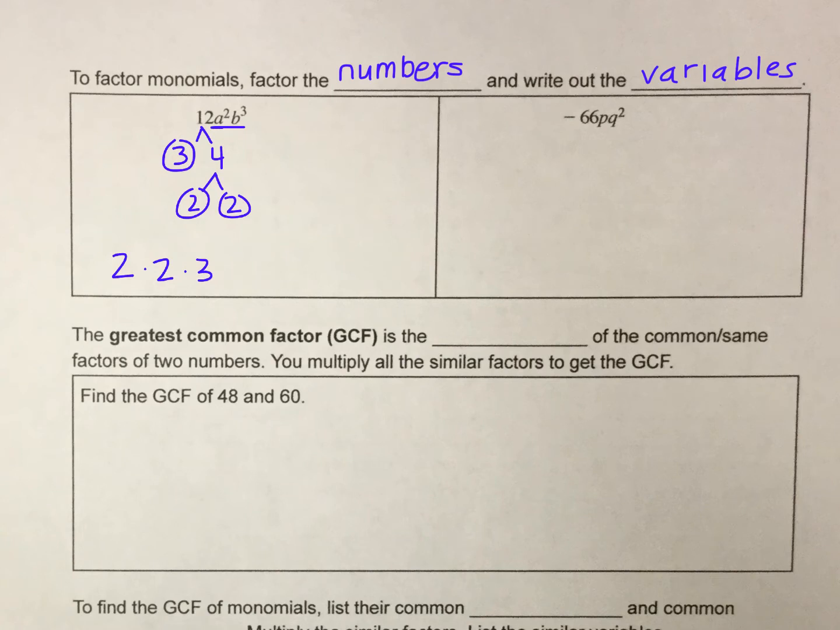All right, so I got the 2 times 2 times 3. And now I'm just going to look at this A. It tells me there's 2 A's. So I write A, A, and it tells me there's going to be 3 B's. B, B, B. That's all you do.